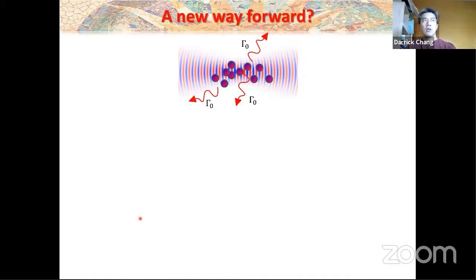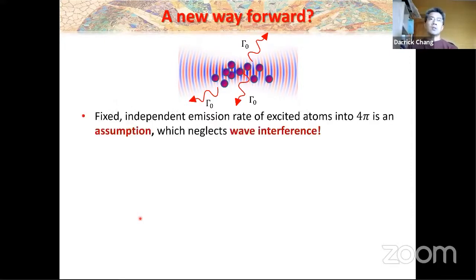So one question you can ask is, is there some way that we can further improve the fidelities? And one thing that caught my interest in the past few years is that, in the physics I described before, I said that if you have a collective excitation, then the bad thing is that the atoms can emit that excitation independently into 4 pi.